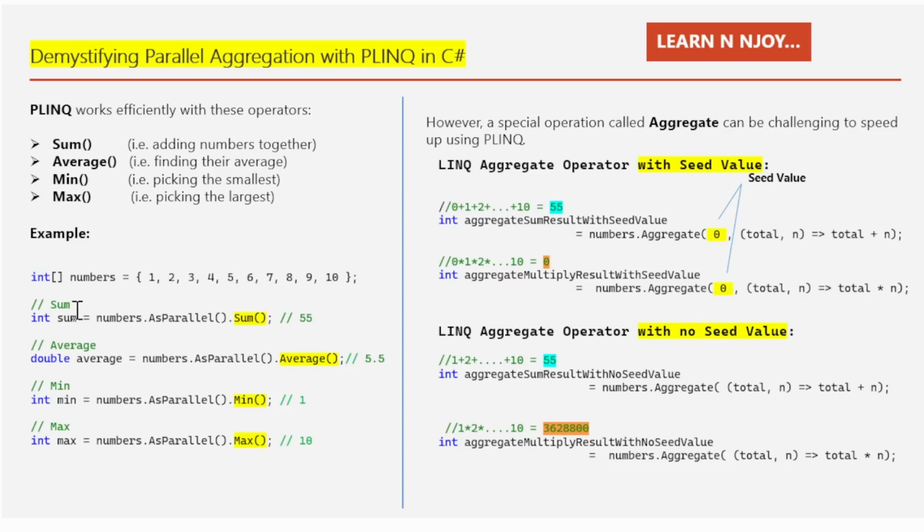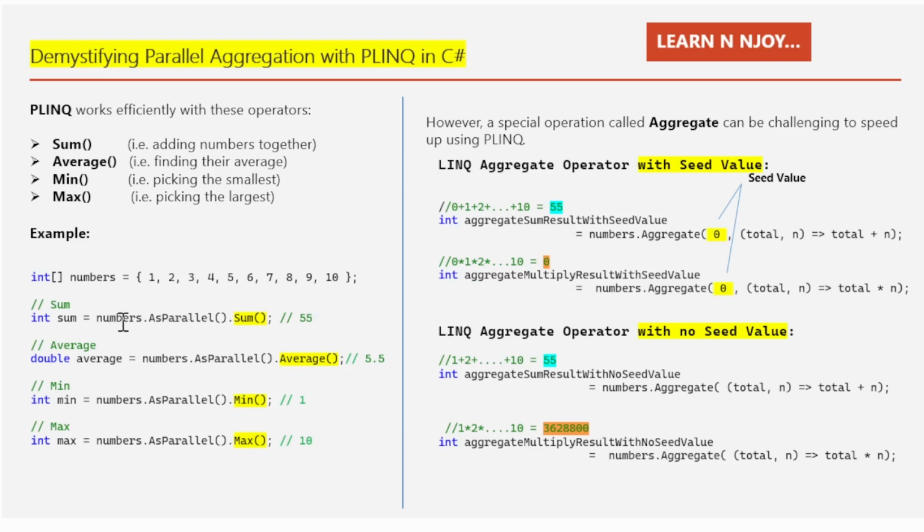Then let's see the sum operation. Here I have written int sum is equal to numbers.AsParallel().Sum(). Here AsParallel converts the array numbers into a parallel query, and the Sum method calculates the sum of all elements in the array. Whatever result we receive, we store into the variable named sum of int data type. And in this case, the sum of elements from 1 to 10 is 55. That's what I have written, 55 over here.